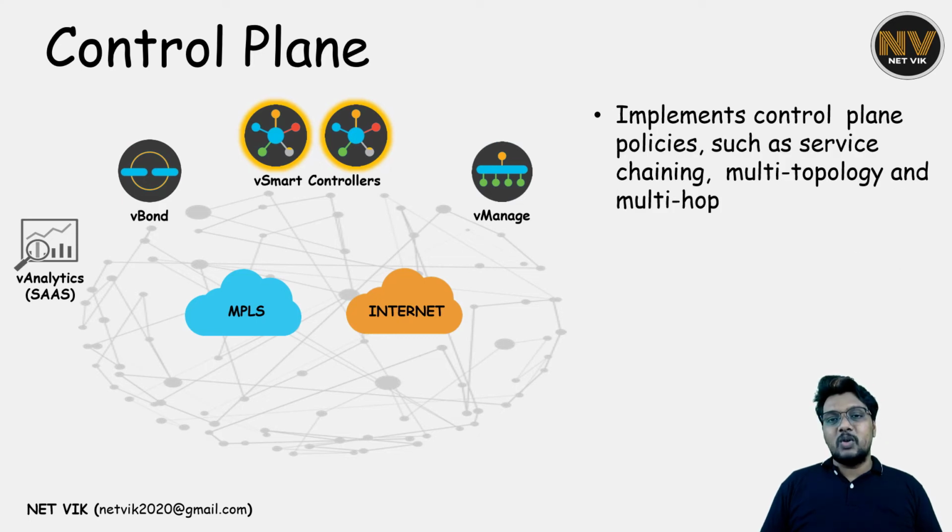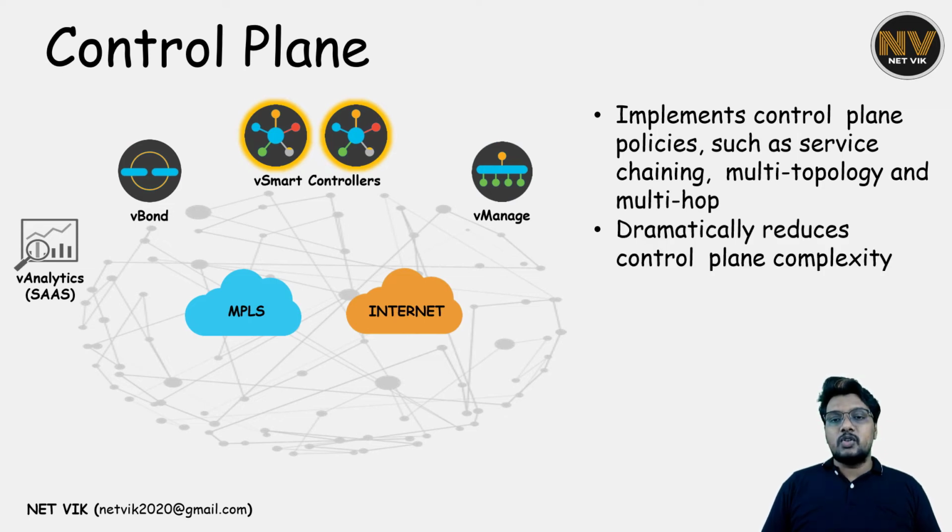Implements control plane policies such as service chaining, multi-topology, and multi-hop. In Cisco SD-WAN, we do service chaining and a lot of other things. In all those cases, vSmart will be the one implementing those changes in the network. We can dig deep into this as well in later sections.